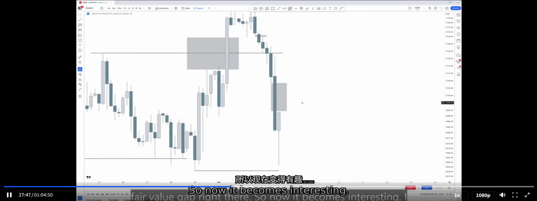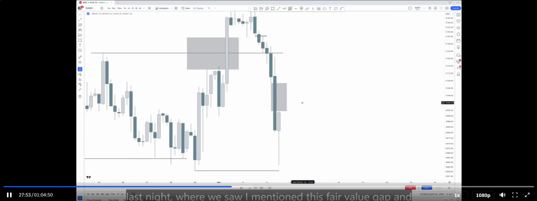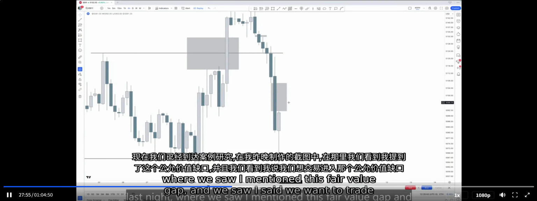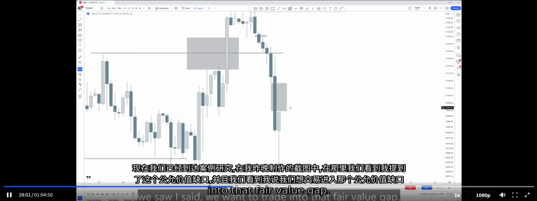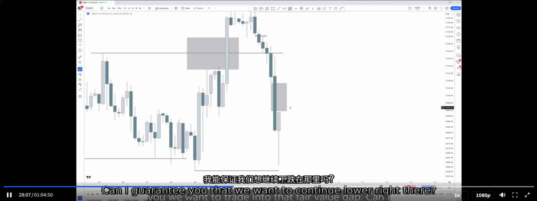So now it becomes interesting. Now we have arrived at the case study, at the screenshot that I made last night, where I mentioned this fair value gap, and I said we want to trade into that fair value gap. I said it with a lot of confidence, as in I can guarantee you we want to trade into that fair value gap. Can I guarantee you that we want to continue lower right there?